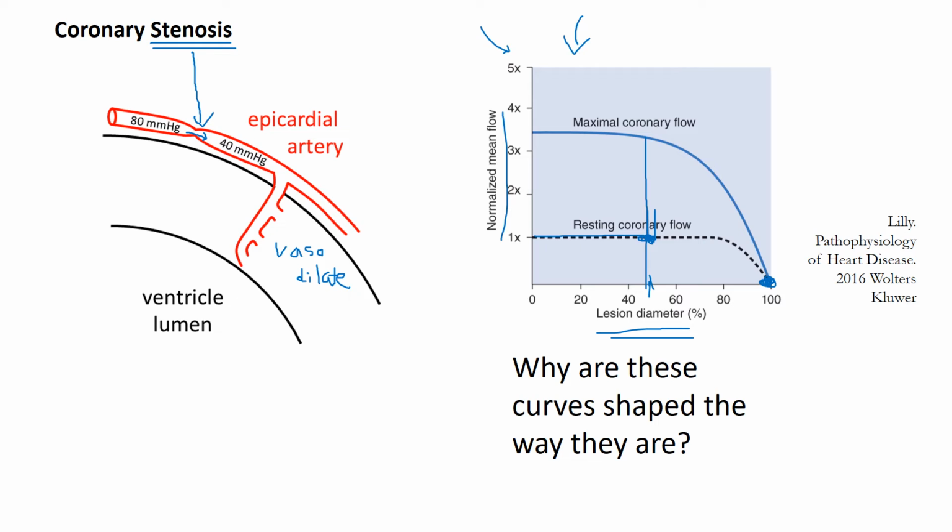That's easy. But the other important feature here is that the reserve recruitable flow is affected before the resting flow is. Okay, and that's because in order to maintain resting flow, say at 80% lesion, you're using up a good bit of the capacity for vasodilation distal to the stenosis, right? And so now it's not possible to vasodilate to recruit the normal amount of reserve flow.